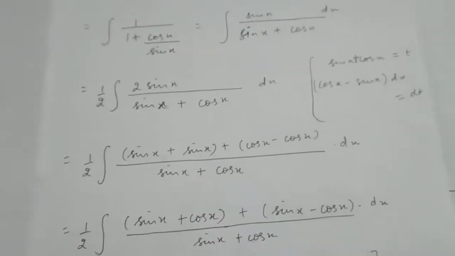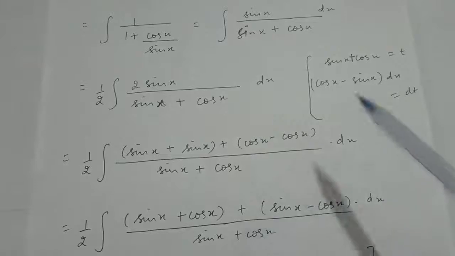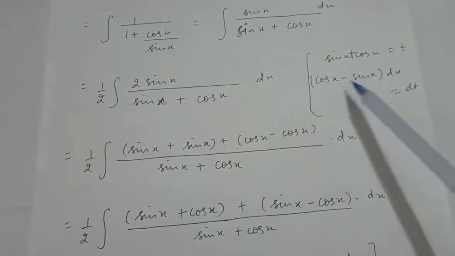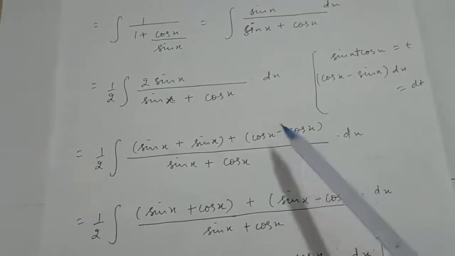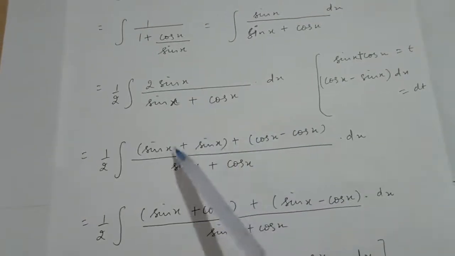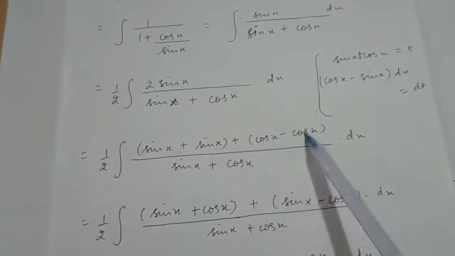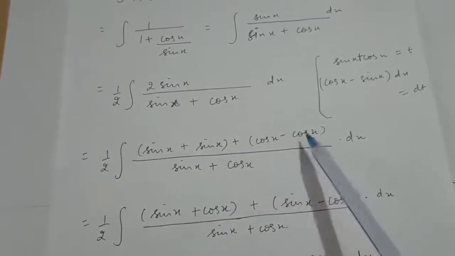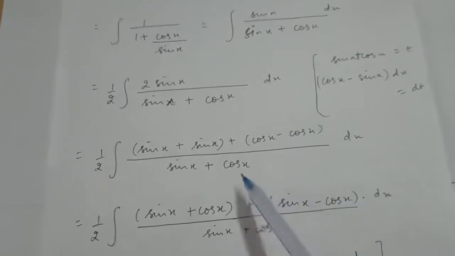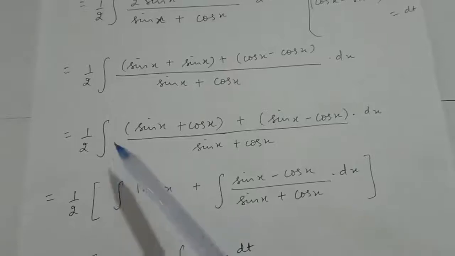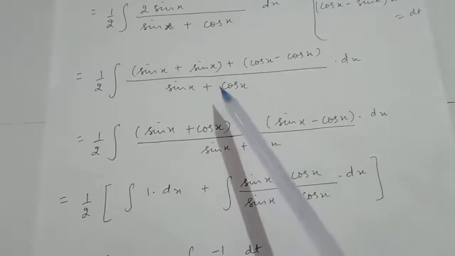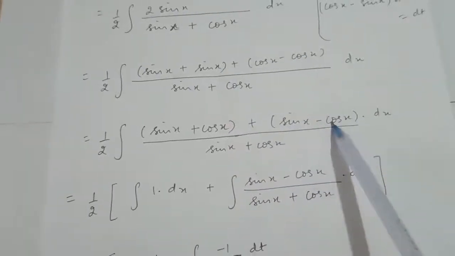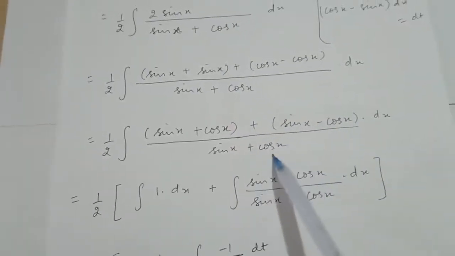And in the numerator what we want is sin x cos x minus sin x, this is what we want. So we will add and subtract cos x. This 2 sin x can be written as sin x plus sin x, and cos x minus cos x is 0 only. So we can write this in the numerator upon the denominator as it is. Now 1 by 2 integral of, take this one sin x with cos x and the other sin x with minus cos x, upon sin x plus cos x.